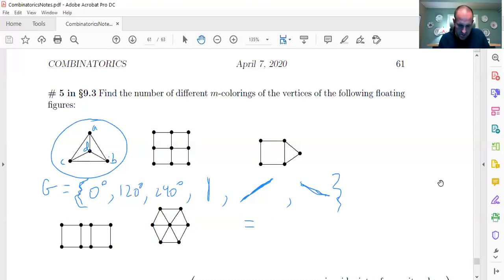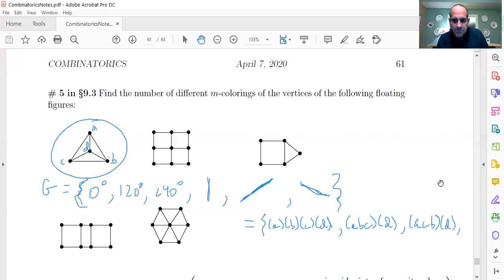Well, what's going on here? 0 degree, that's just going to be A, B, C, D. It's a bunch of 1-cycles. What about 120 degree rotation? Well, A goes to B, B goes to C, C goes to A, and D, of course, is off on its own. That's kind of interesting. What about 240 degree rotation? A is going to go to C, C is going to go to B, and B goes back to A. That's like going backwards. And of course, D is still off on its own.